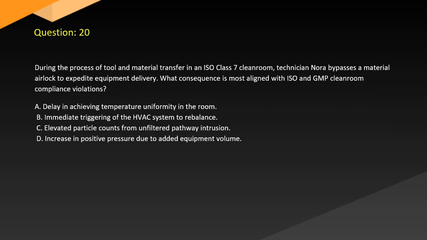Question 20. During the process of tool and material transfer in an ISO Class 7 cleanroom, technician Nora bypasses a material airlock to expedite equipment delivery. What consequence is most aligned with ISO and GMP cleanroom compliance violations? A. Delay in achieving temperature uniformity in the room. B. Immediate triggering of the HVAC system to rebalance. C. Elevated particle counts from unfiltered pathway intrusion. D. Increase in positive pressure due to added equipment volume.